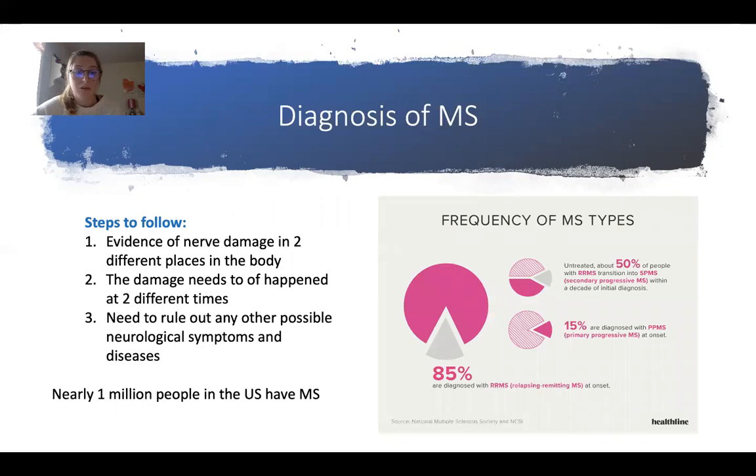The steps to follow when diagnosing someone are, first, to identify 2 places in the body that have nerve damage, and once done, you need to be able to determine that both of these have occurred at 2 different times or in 2 different episodes of MS. And then finally, you need to rule out any other possible neurological symptoms and diseases. Nearly 1 million people in the US have been diagnosed with MS, and 85% of them have been diagnosed with relapsing remitting MS, so that is the most common.